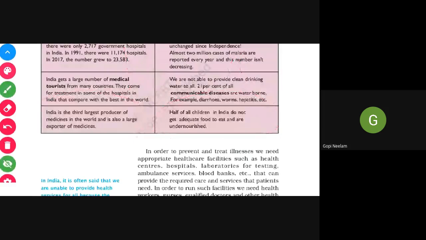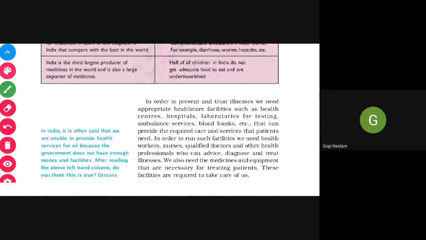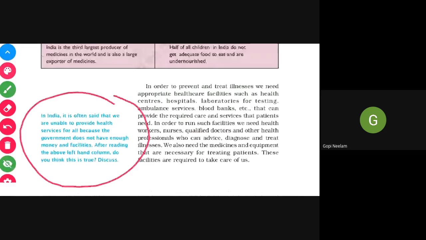It is often said in India that we are unable to provide health services for all because the government does not have enough money and facilities. After reading the above left-hand column, do you think this is true? We discussed that the government has sufficient funds. If governments prioritize providing health facilities, good medicine and all the required facilities, the government can do it. It is not an impossible task. It is simply possible for the government. It is a matter of prioritizing providing public health care. That's it, right? So we had a very good discussion on it.